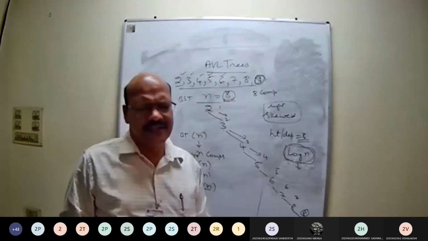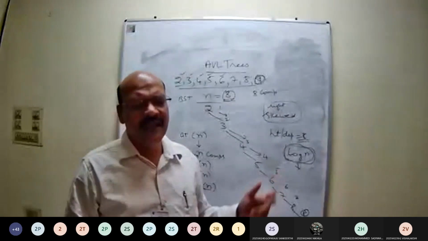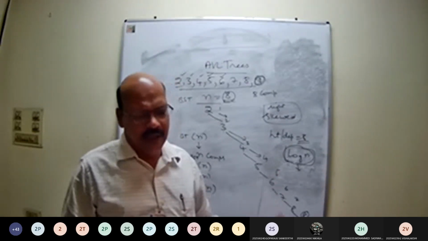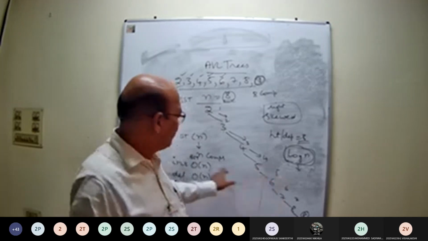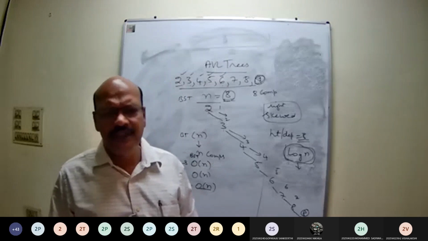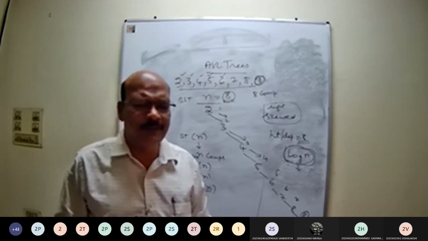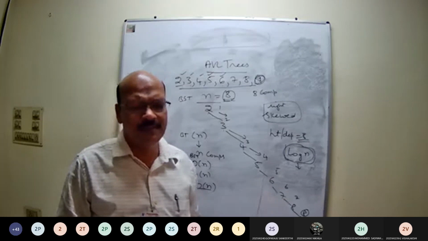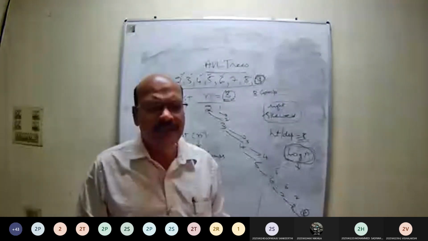So why do we have to construct a binary search tree and then use it for insertion, deletion, and search operations when its time complexity is big O of n? Straight away you can use a linear search. There is no purpose, because the time complexity is big O of n, which is almost equivalent to a linear search.